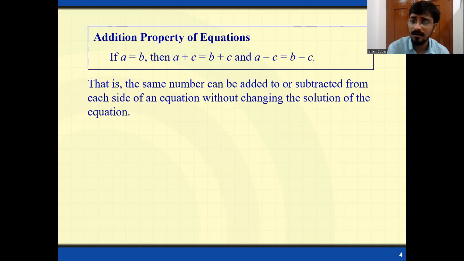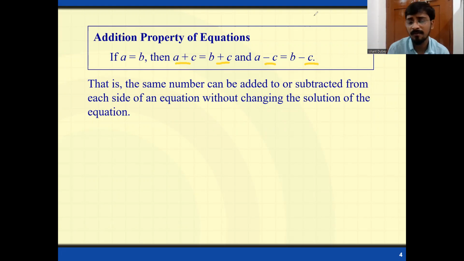Suppose, as you can see here, if a equals b, then we can add some term or some number on the right-hand side and the left-hand side, both sides. Here you can see I have added plus C on both sides. Similarly, I can subtract also, minus C on both sides. So by using this property we can solve any linear equation in one variable.